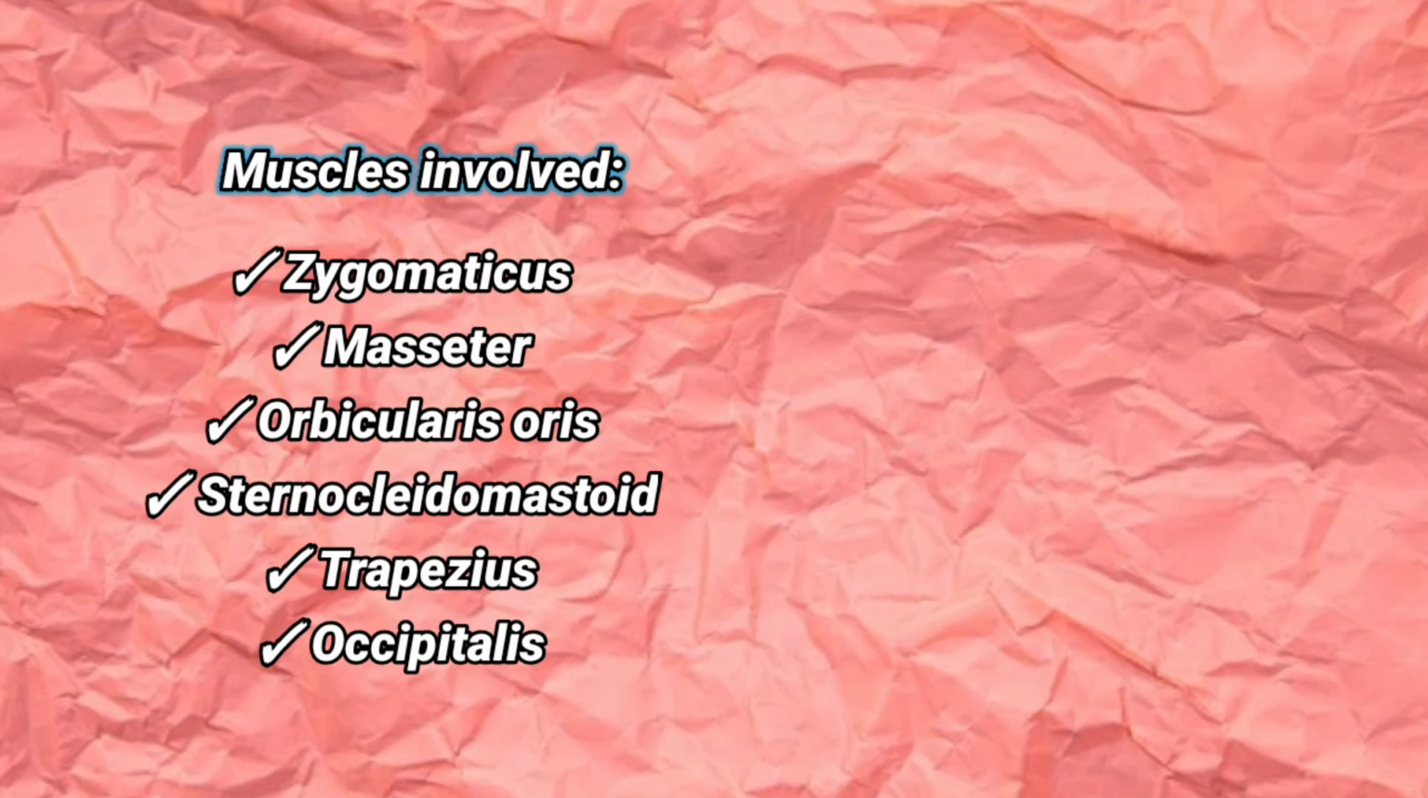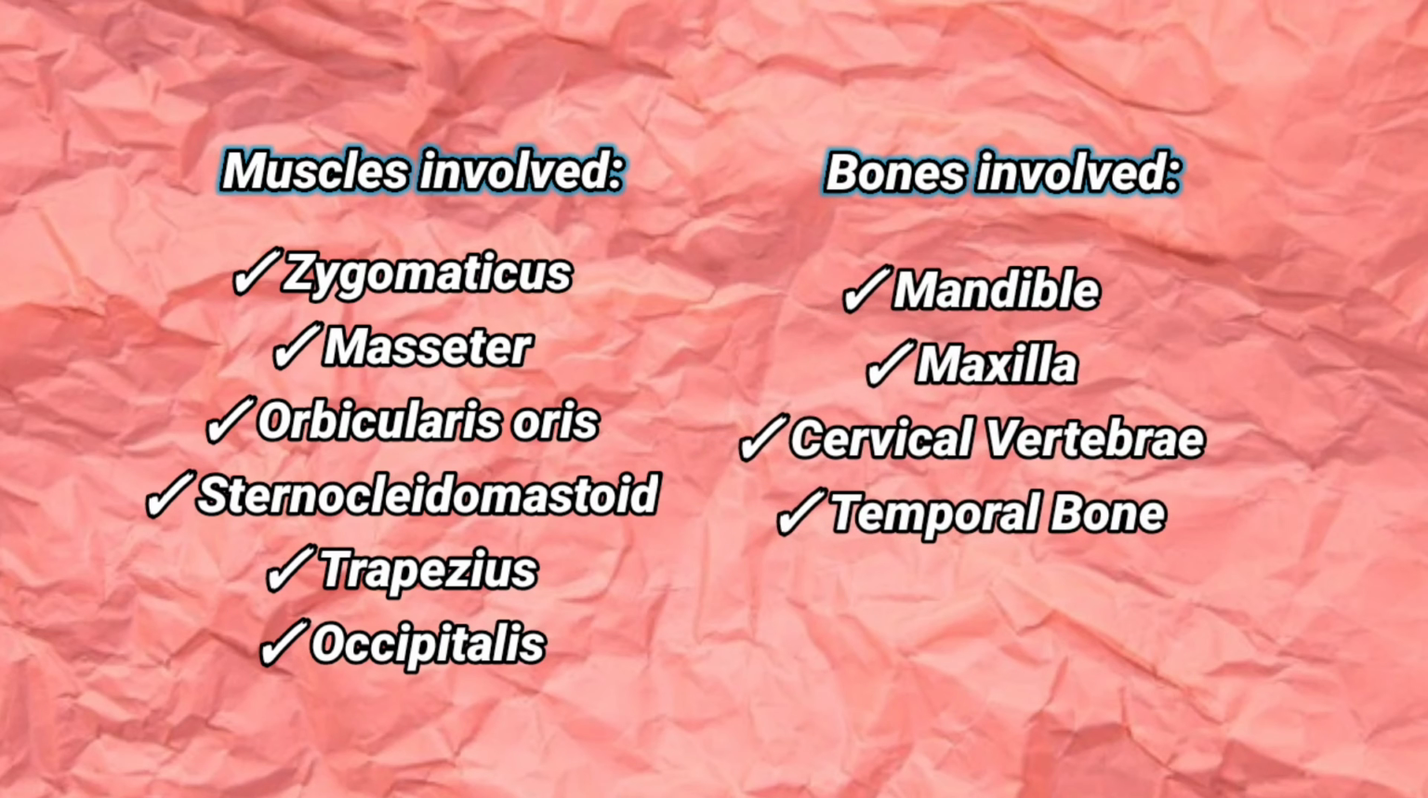The muscles involved are zygomaticus, masseter, orbicularis oris, sternocleidomastoid, trapezius, and occipitalis. Bones involved are mandible, maxilla, cervical vertebrae, and temporal bone.